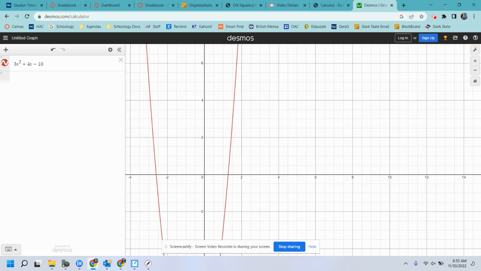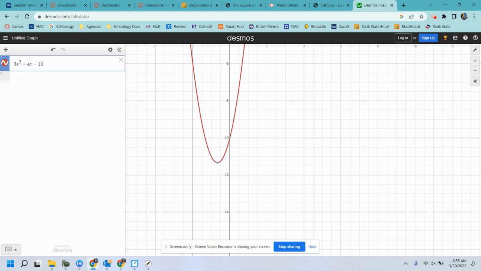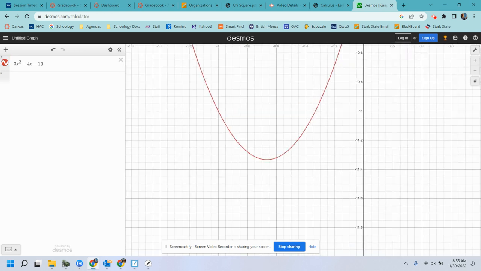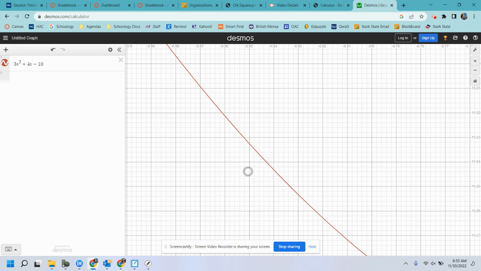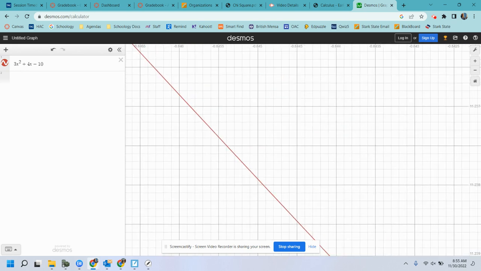What if I zoom in on a part that looks a little curvier? What if I go right in here? Does that look quadratic anymore to you? No, it doesn't look quadratic. That can be done with any type of function.